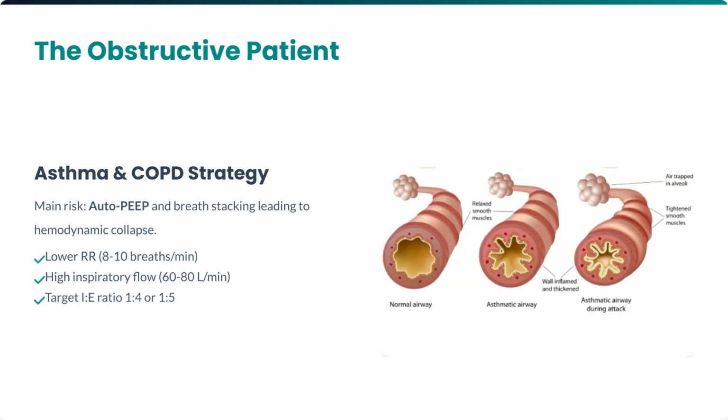For the obstructive patient, like those with asthma or COPD, the main risk is auto-PEEP. The strategy is to lower the respiratory rate, use high inspiratory flow, and target an I:E ratio of 1:4 or 1:5 to allow for full expiration.